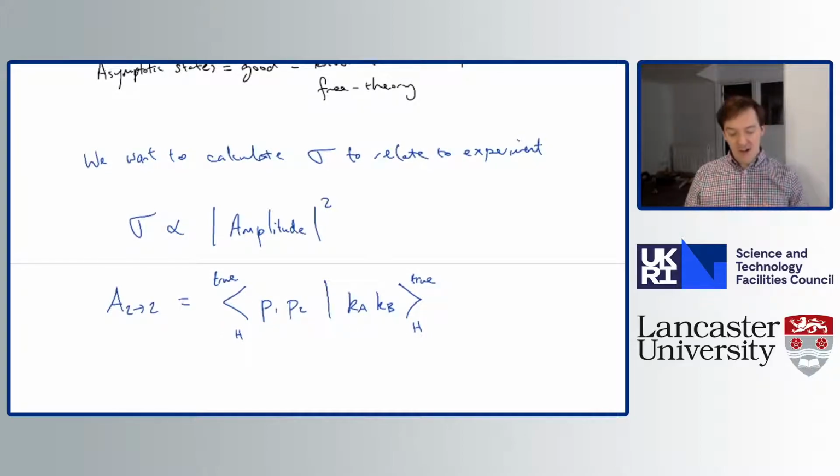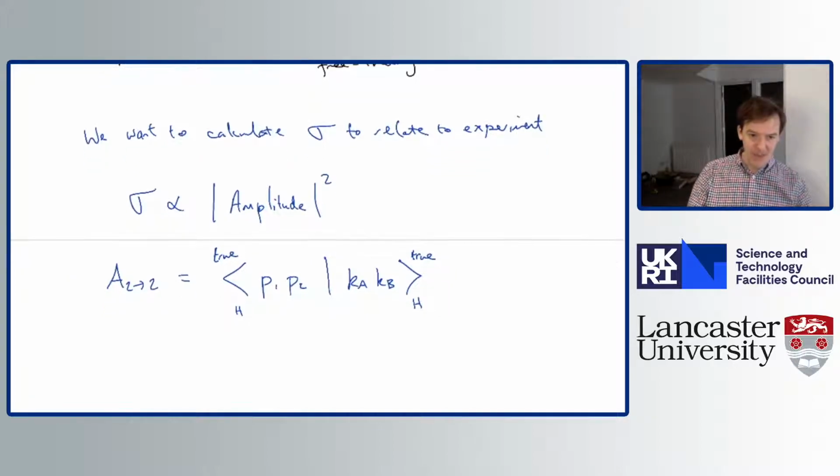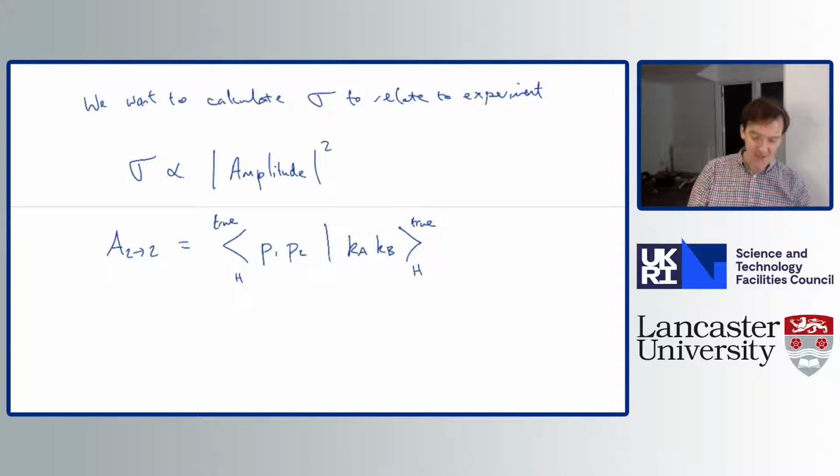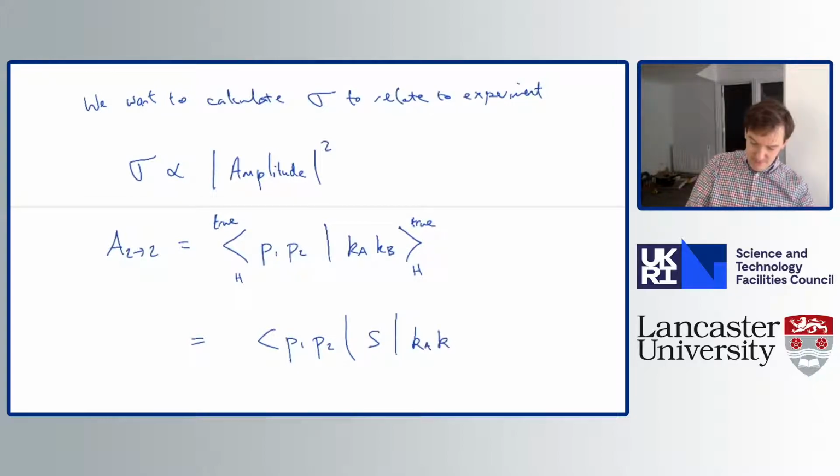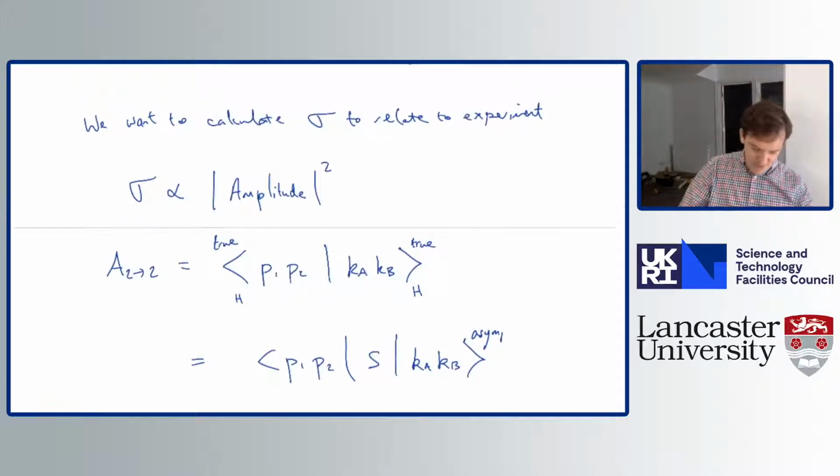But as I said, in practice, we can't solve for the full true theory exactly. Instead, we use this idea of the S matrix. The idea of the S matrix is that this amplitude can be written in the following way. So again, it's the overlap of states. Now we have this special operator, the S matrix. What it does is it relates the asymptotic states.